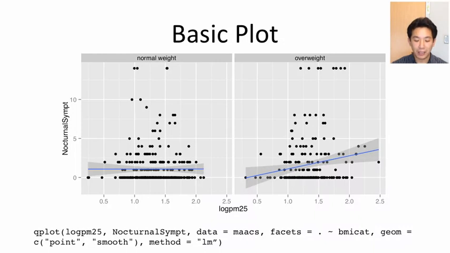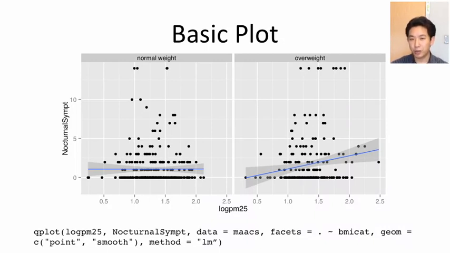Roughly speaking, on the left side we have all the normal weight children, and there doesn't seem to be a very strong relationship between log PM 2.5 and nocturnal symptoms. On the right side we have the overweight or obese children, and there seems to be an increasing relationship between PM 2.5 and symptoms. So there's perhaps some evidence of an interaction between BMI and PM 2.5, because the relationship between PM 2.5 and symptoms appears to differ by BMI status.